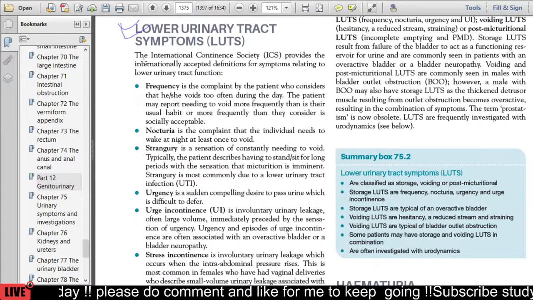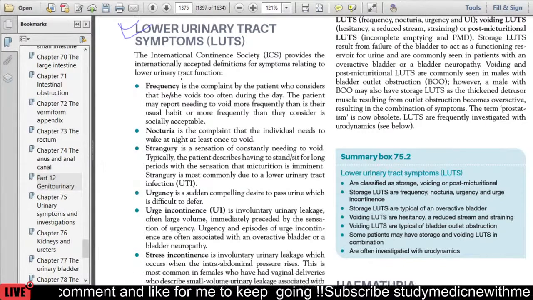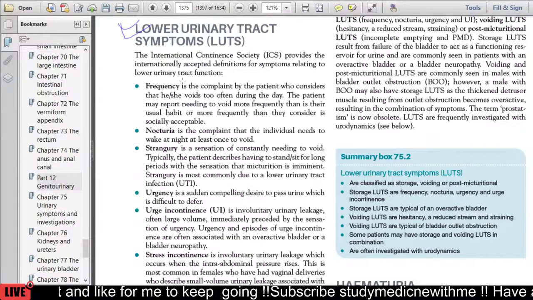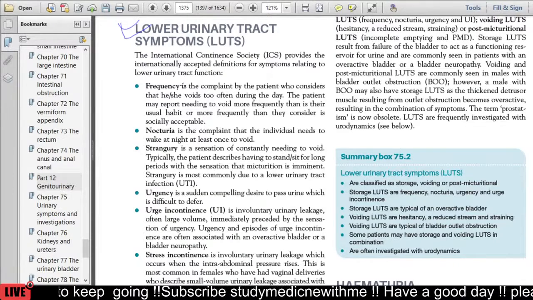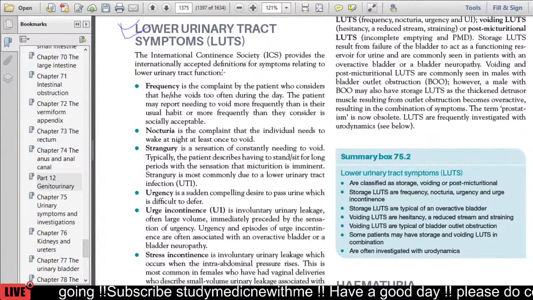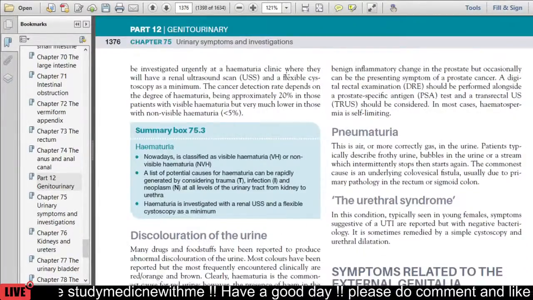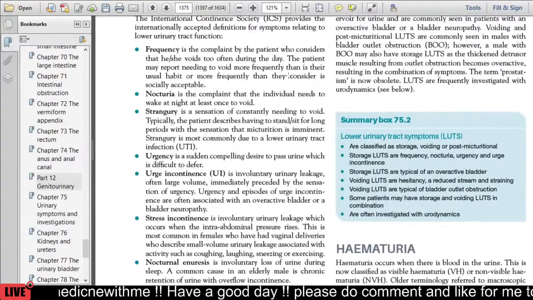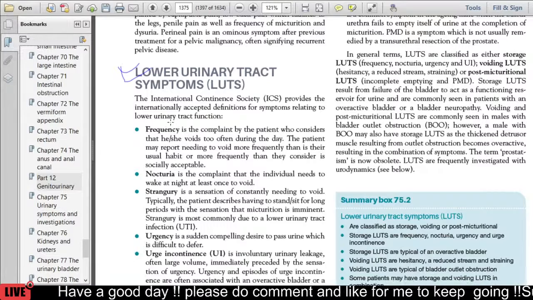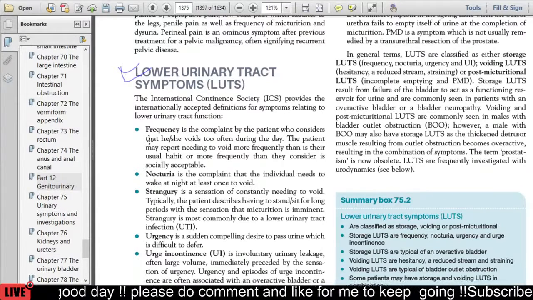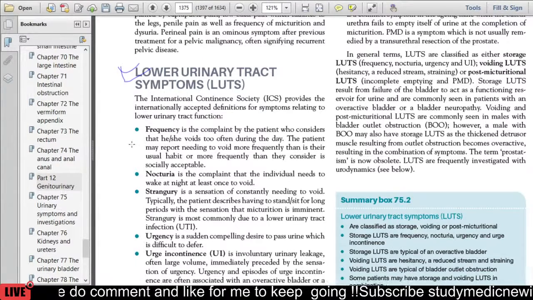The International Continence Society provides an internationally accepted definition for symptoms relating to the lower urinary tract function. There are a lot of terms, and I think we need to study all those terms. So let's start with frequency.